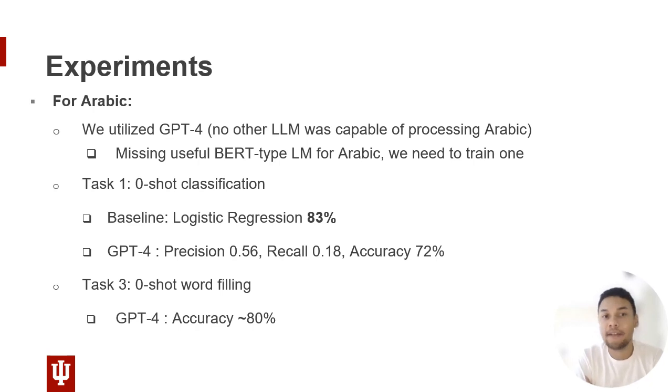So for our first task, the zero-shot classification, our baseline logistic regression algorithm had an 83% accuracy compared to GPT-4, which had a 72% accuracy. So GPT-4 did not beat our baseline. And then looking at task 3, we only looked at GPT-4 results. So in a zero-shot word filling context, we had an accuracy of about 80% for Arabic.